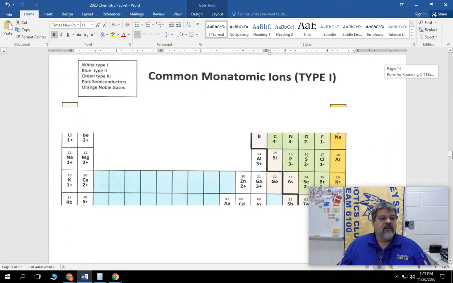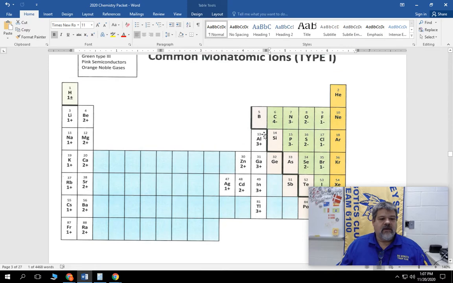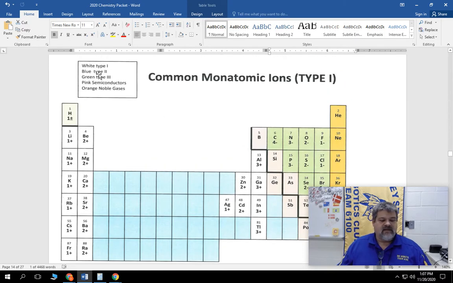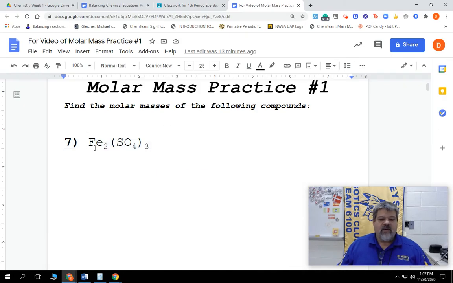So here is that sheet right here, and iron is somewhere here in the blue. And what does the blue say? The blue says that it's a type 2. And if you remember, what we have to do with type 2 is figure out what the Roman numeral is. So I'm going to write down iron, and I'm going to put parentheses right there. And we're going to see what goes in those parentheses.